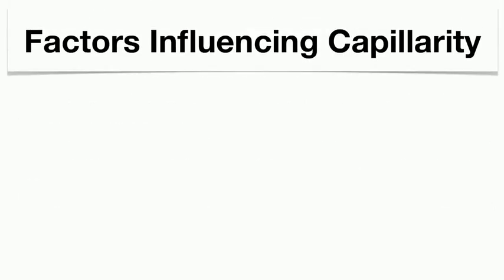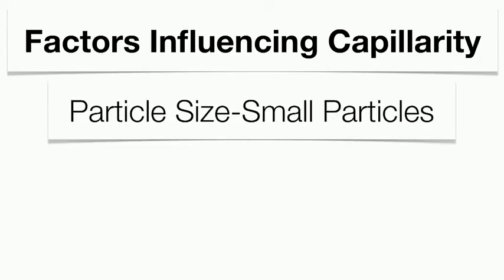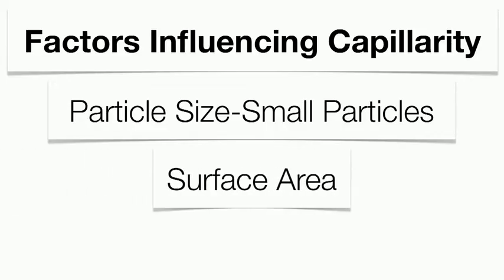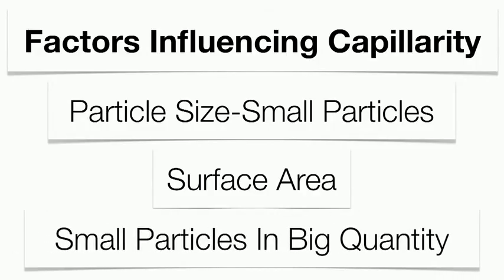And when we talk about the factors that are going to influence capillarity, it's all about particle size. Smaller the particle, the more attraction the water is going to have to it. Because small particles in big quantity have a huge surface area. More surface area, the more surface areas for water to cling onto, the more attraction it's going to have to it. Okay, so small particles in big quantity have a very, very big surface area.